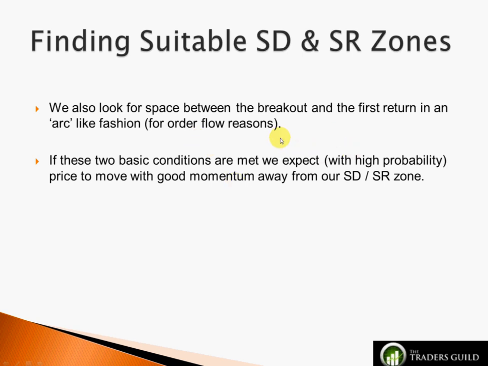And if these two conditions are met, we expect on the first retrace the same supply-demand imbalance that caused the breakout to be present and price to react away from the zone. The reason behind wanting the space, the arc-like pattern, is an order flow reason, which is something I'll come on to in my next video.